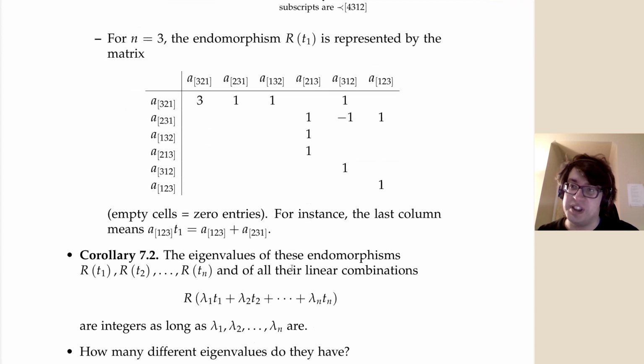And as a consequence, the eigenvalues of all these endomorphisms, as well as of all their linear combinations, are integers, as long as the lambdas are integers. So the coefficients of the linear combination. Now you can wonder, how many of these eigenvalues are actually different? Here, for example, you have 3, 0, and 1. You could expect there to be 6 eigenvalues, but you have only 3.